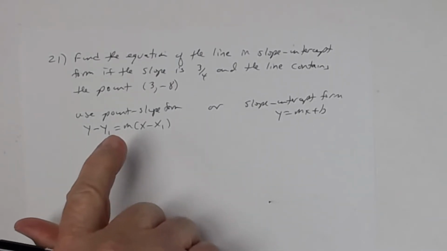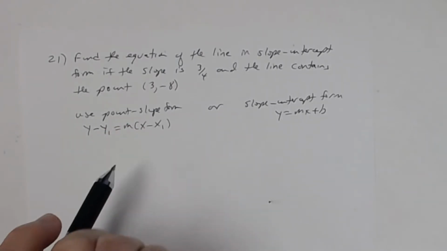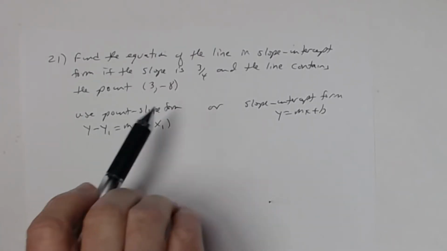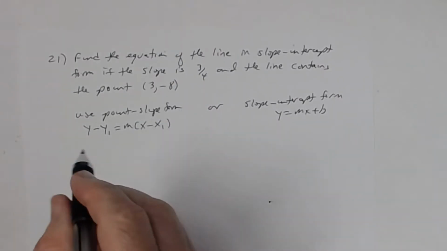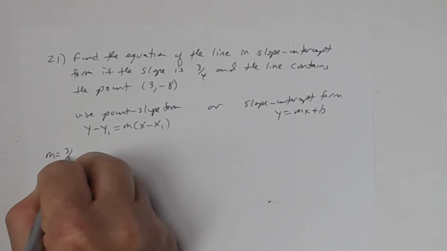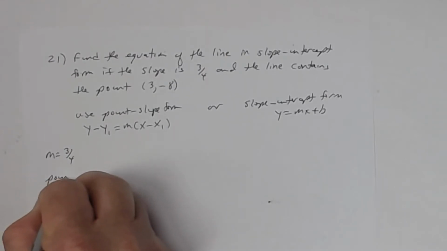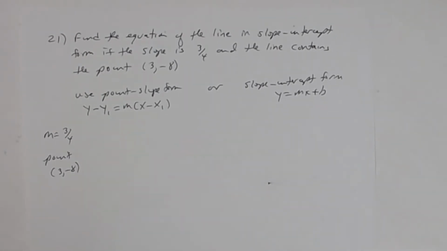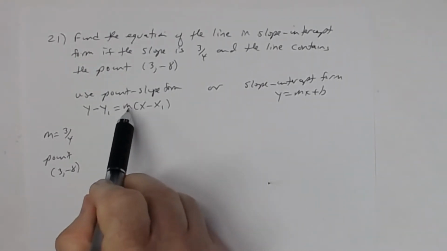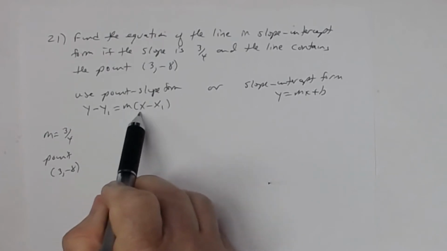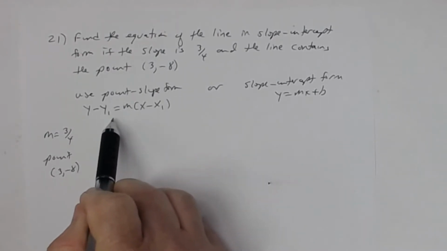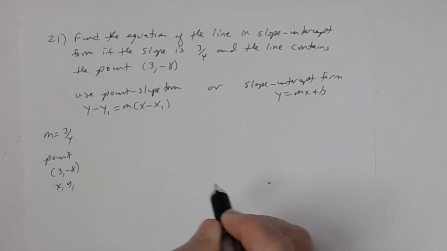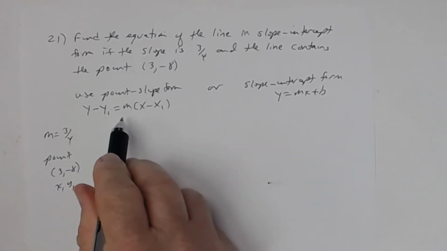So in the first approach, if I'm going to use point slope form, then I have to know the slope and a point on that line, which I do. So the slope I know is 3/4, and then a point on that line I know is 3, -8. So the point I'm going to represent as x1, y1. Okay, that's important, x1, y1. And so then I'm going to substitute this information into this formula now.